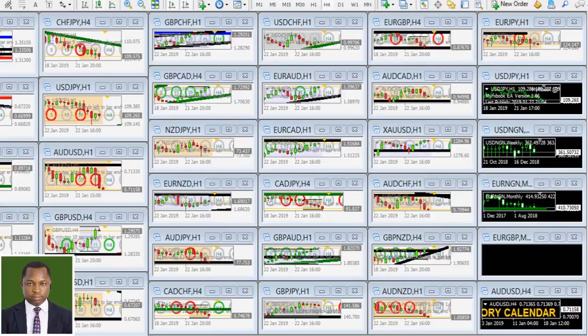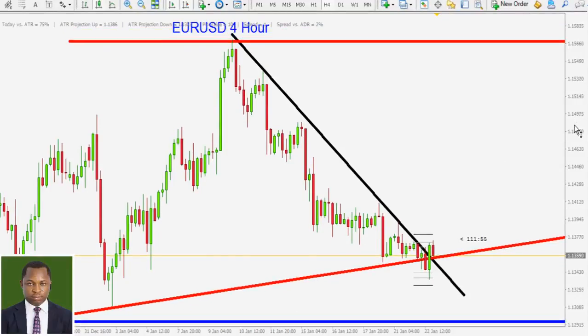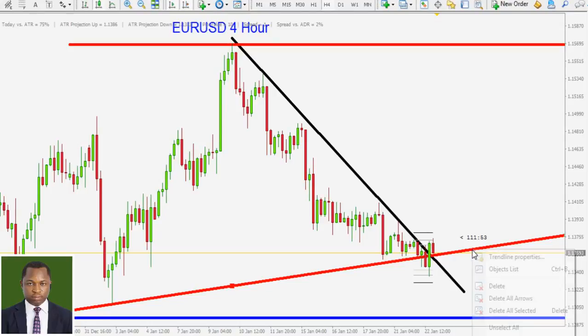Just analyze those pairs that we are sure of, that at least we have a hint of their directional bias, and we are going to be searching for trading opportunities in line with those directional biases. All right, the first one is the euro against the American dollar. This is the 4 hours time frame.